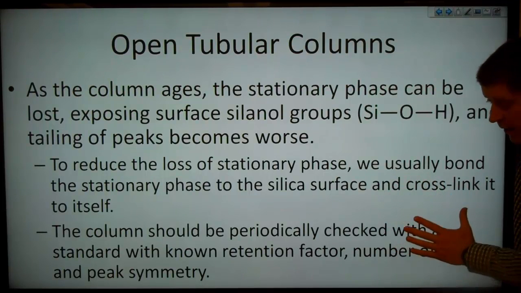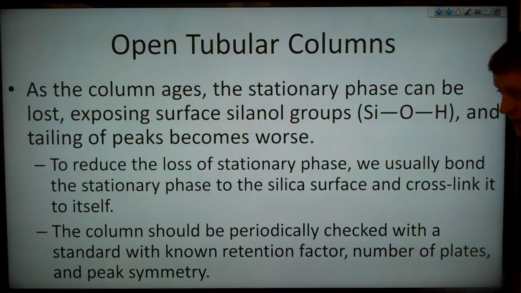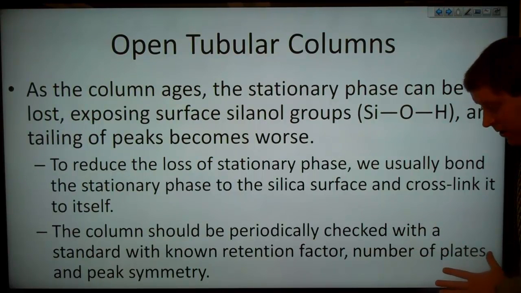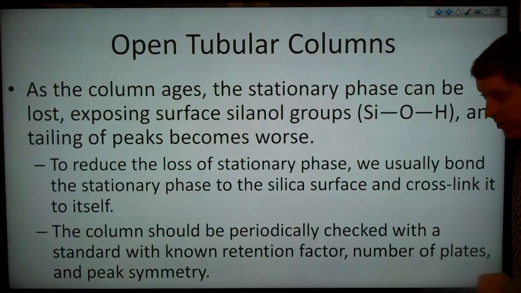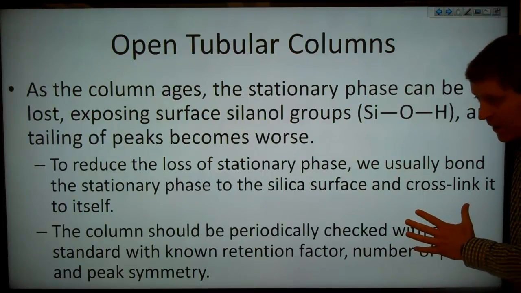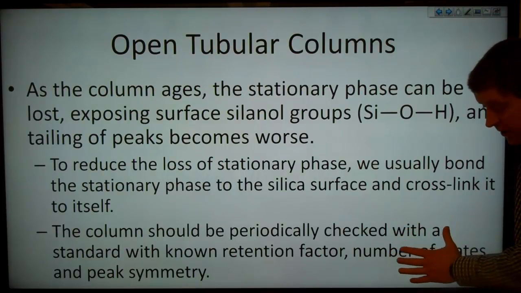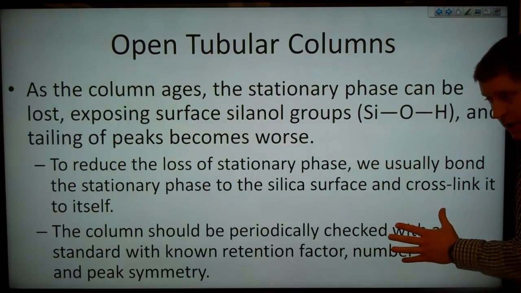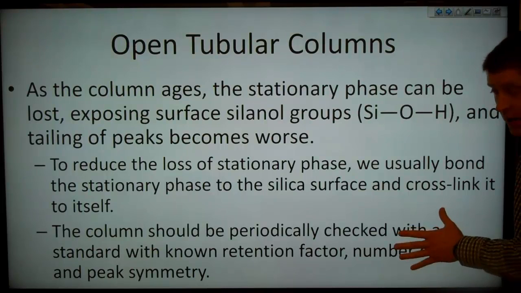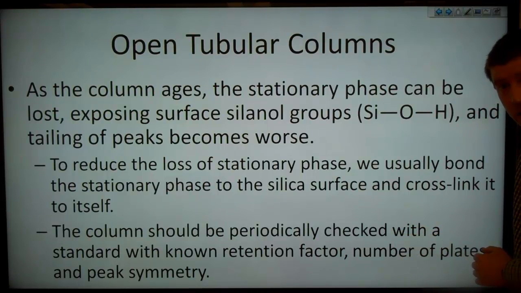So the column should be periodically checked with a standard with known retention factor, number of theoretical plates, and peak symmetry. If you find that you now have a different retention factor or number of theoretical plates or an asymmetric peak, then you know that your column is being degraded and it might be time to replace that column.